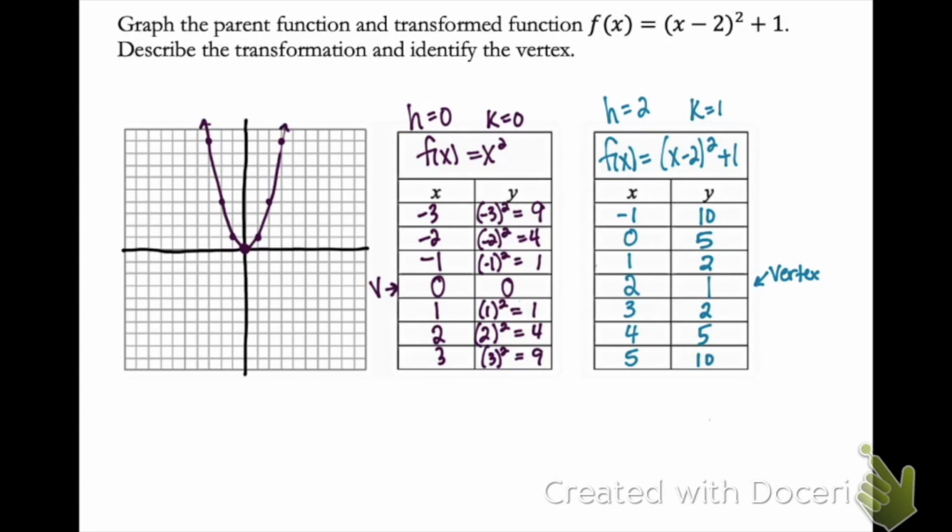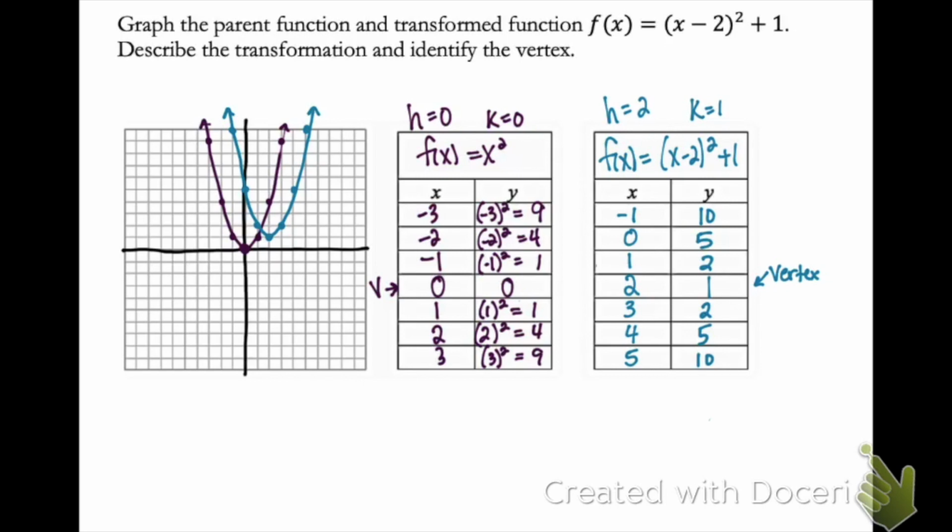So there is our parent function. Then same thing for the transformed function, we are going to start with our vertex and then the other points. Okay, and the last part here, we're going to describe the transformation and identify the vertex. Well, we've already got the vertex identified. I've got a little arrow pointing to it, 2, 1.